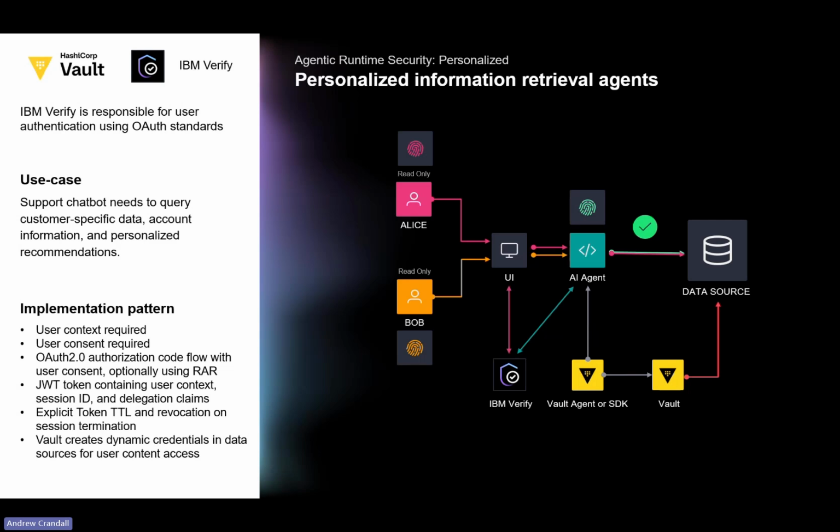That JWT token is then going to contain very specific context, session ID, and delegation claims. So we're mapping directly in the token what that agent is able to do and access. And from there, we get explicit time to lives and revocation on session termination. Vault is going to create the dynamic credentials that allow for that access. So the Vault agent or SDK is then going to generate credentials that the agent could then use in a one-time use type flow. And Ryan is going to show you something very similar to this in our demo.